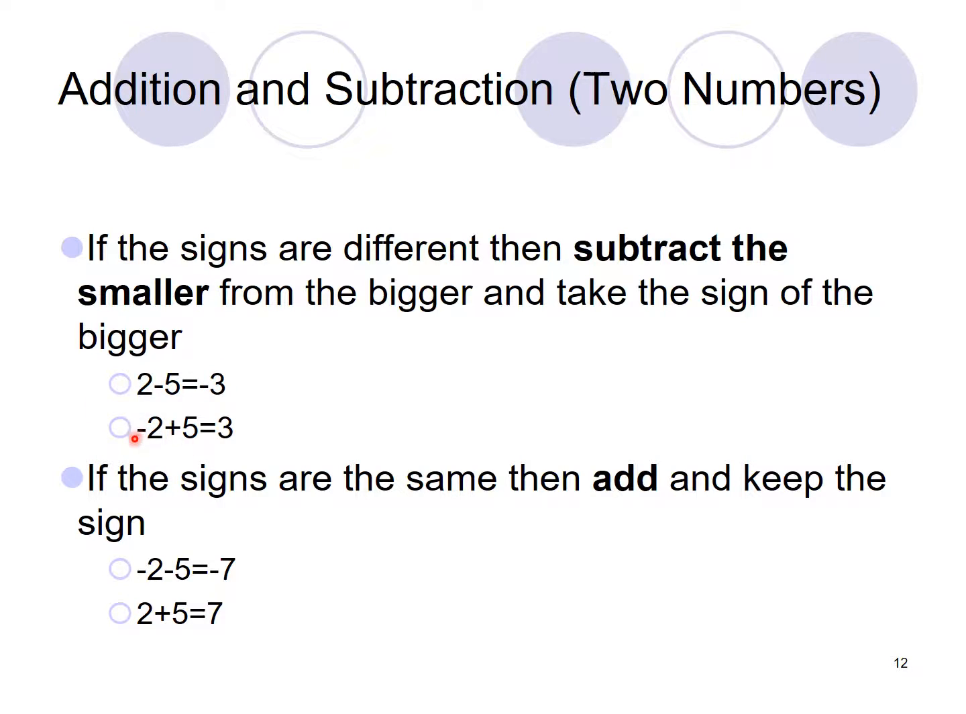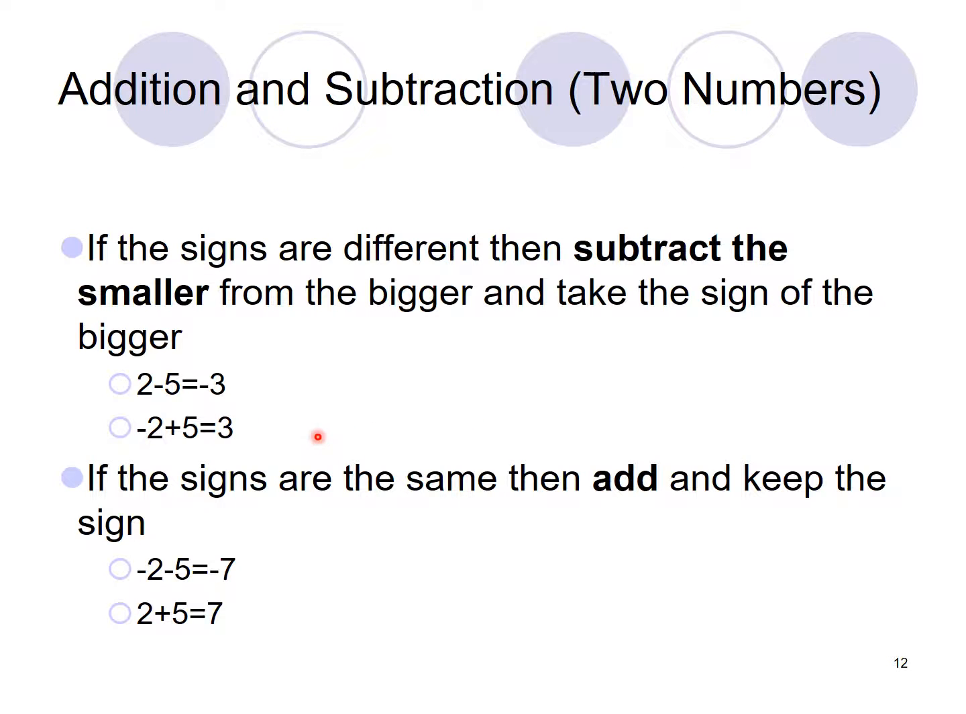In this case here, it's the other way around. Our 5 is still the big number. Our 2 is still the small number. So we take the small number, which is our 2, from the big number, which is our 5, which gives us 3. The answer is going to be the sign of the big number, which is the 5. And that's why we have positive 3 as our answer here.